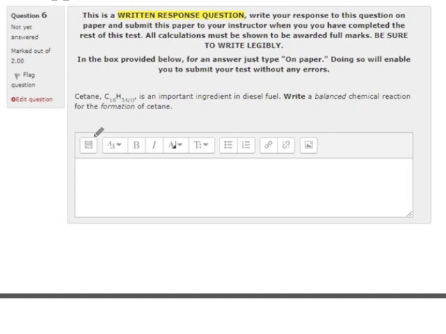Okay, written response. These are the sort where you write your answer on paper and then you scan or fax or do something with that to send your written answer to the instructors so they can mark it and comment on it if need be. Cetane, C16H34, is an important ingredient in diesel fuel. Write a balanced chemical reaction for the formation of cetane.